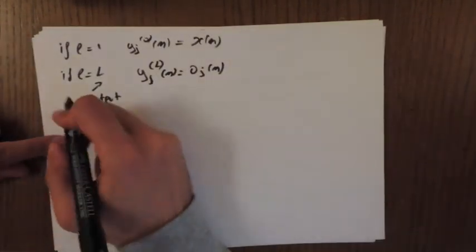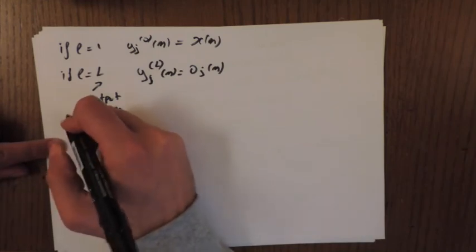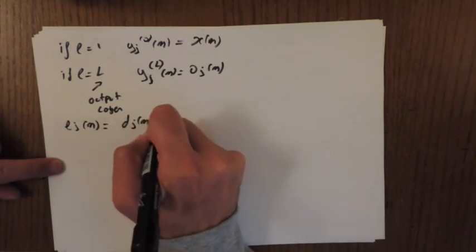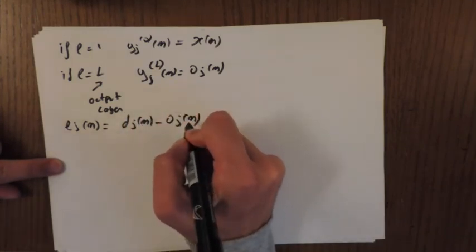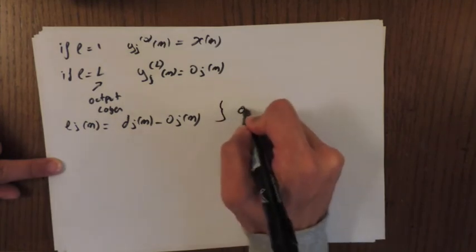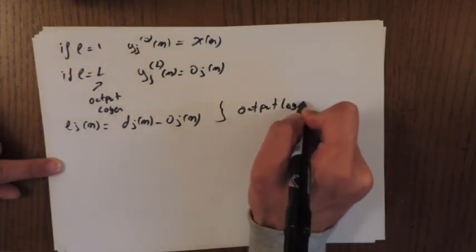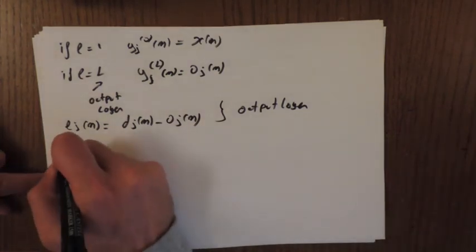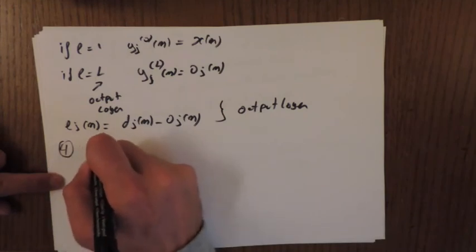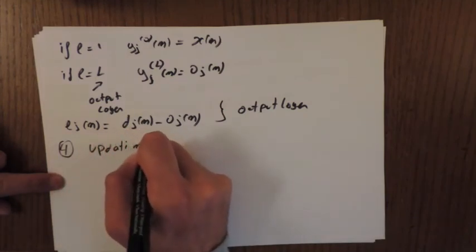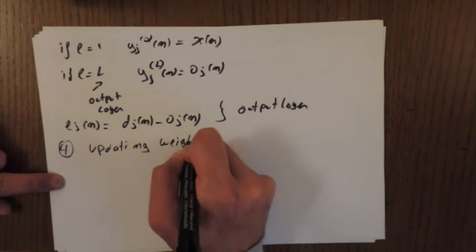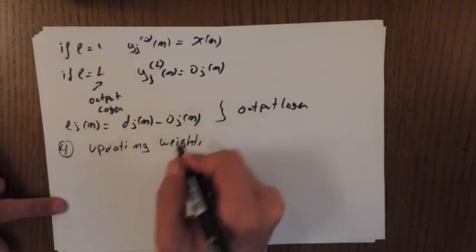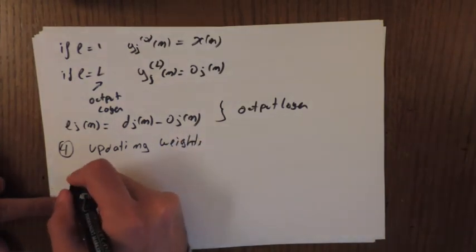Okay, then we compute the error Ej of n, which is equal to dj of n minus Oj of n. Of course, this is always at the output layer. When we say error, we have it at the output layer. Now, we need to update the weights. We have two cases, if we are at the output or at the hidden layer.